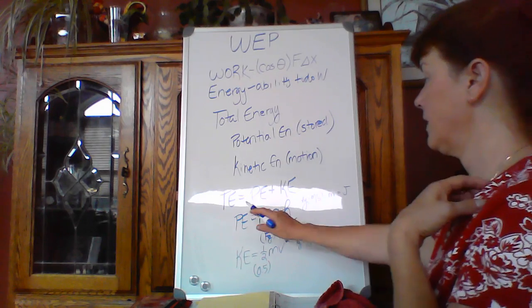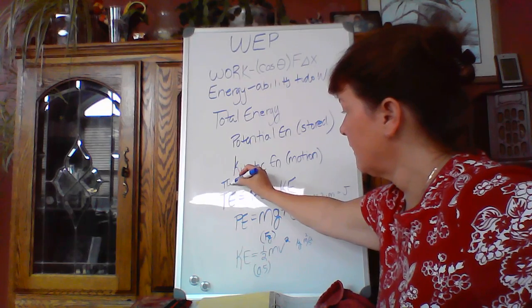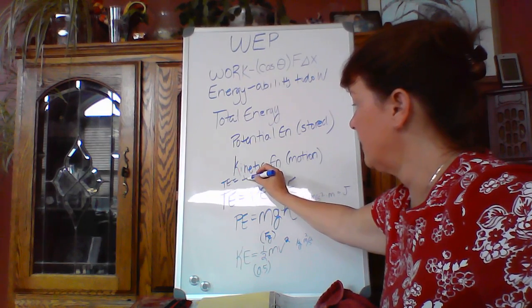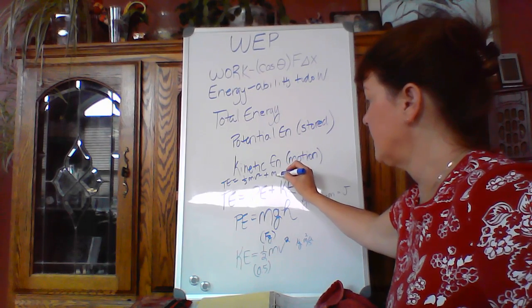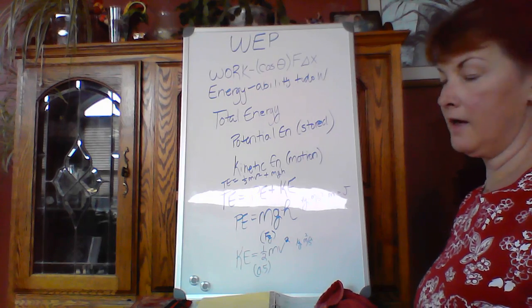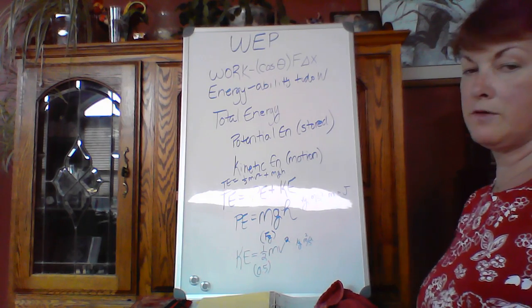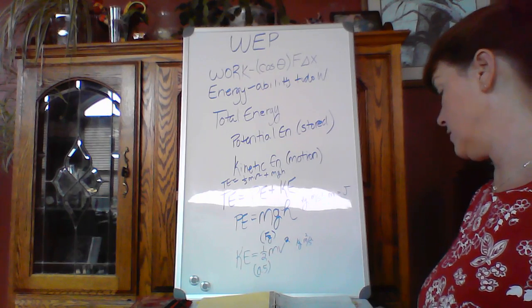Okay, so we could also say that the total energy of a system is equal to 1/2 its mass times velocity squared plus its mass times the acceleration of gravity times height. And so we'll do some problems working through this, and hopefully that will make it much more clear.